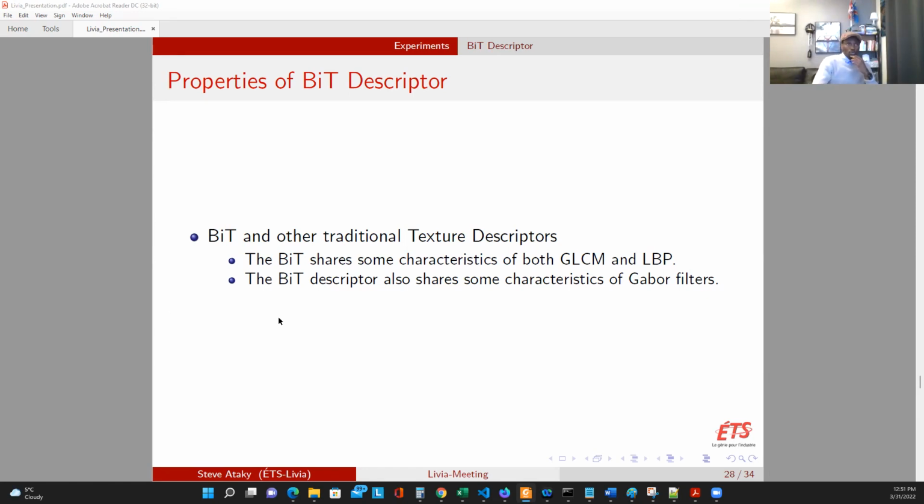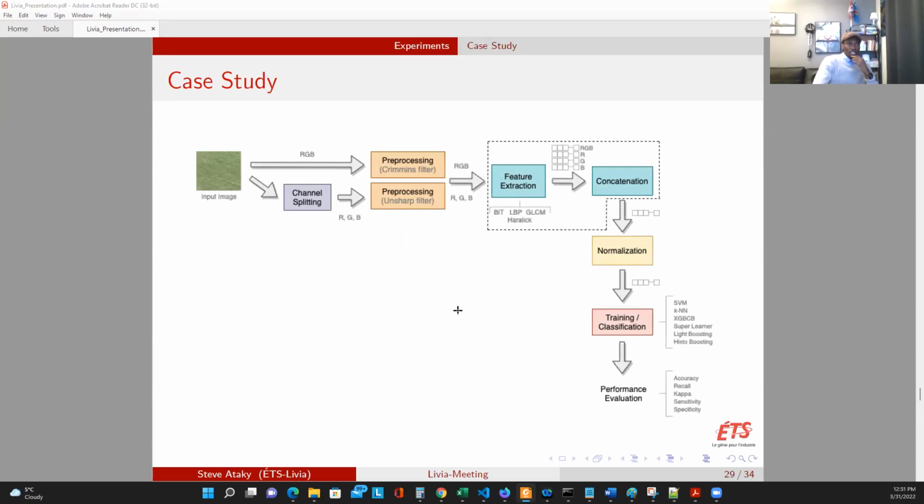So now we are going to present a case study that we have used in this work. We compared the performance of our BIT descriptor with GLCM, Haralick, and LBP, and also with some state-of-the-art works found in the literature. So this is the scheme that we have followed.